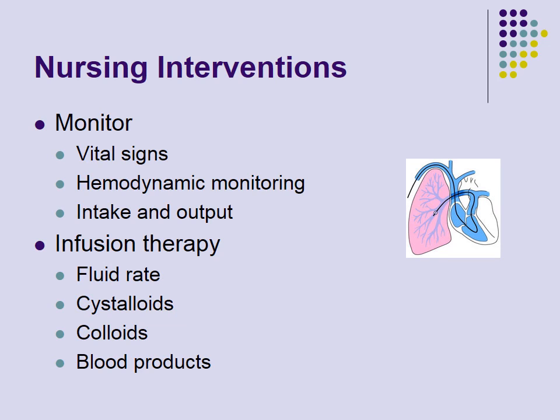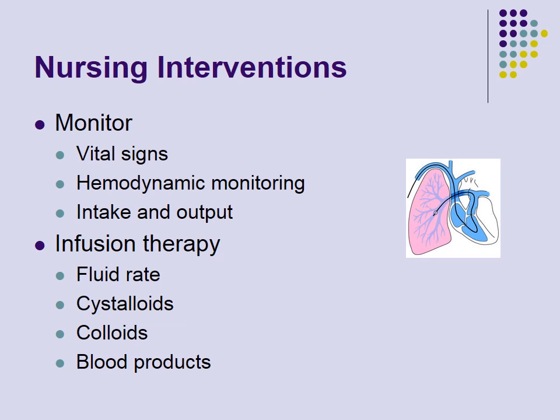Crystalloids are our fluid choice. We typically will hang up normal saline on one side and Ringer's lactate on the other. Ringer's lactate, we've come to find out, is the best balanced one, but the problem is we also know we can't give blood with it. So we want to go ahead and have the saline on the other side so we can hang our blood products.